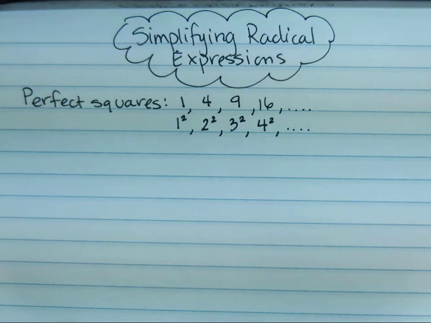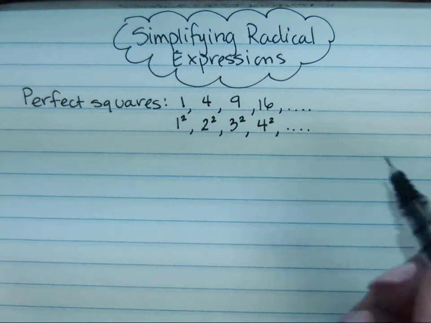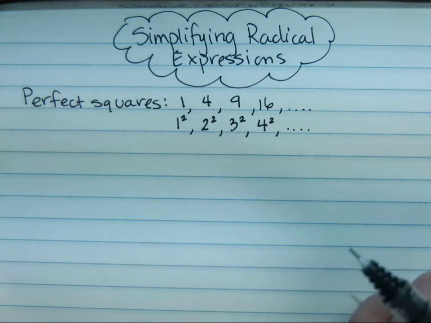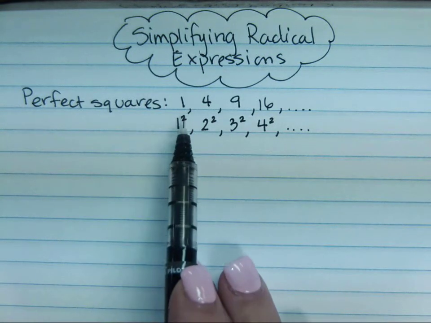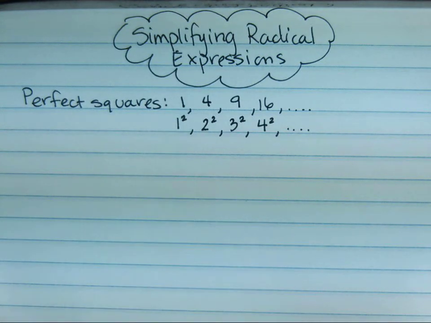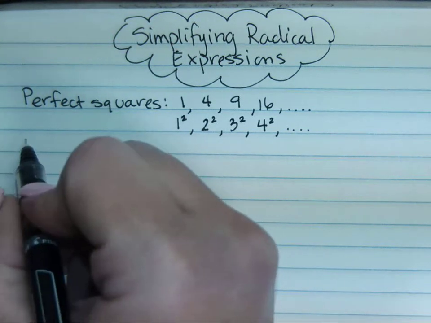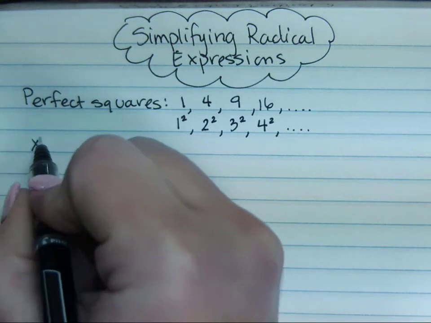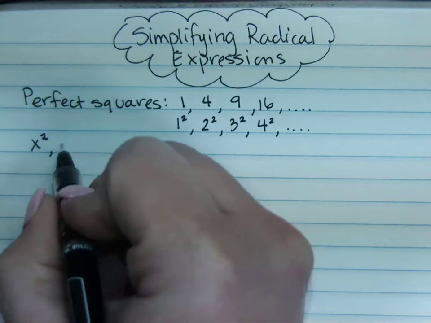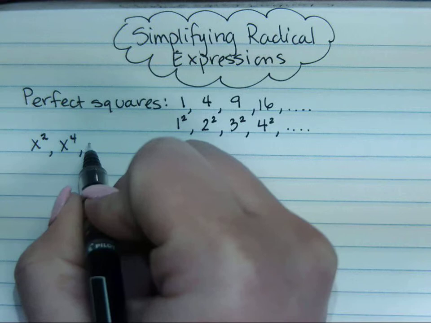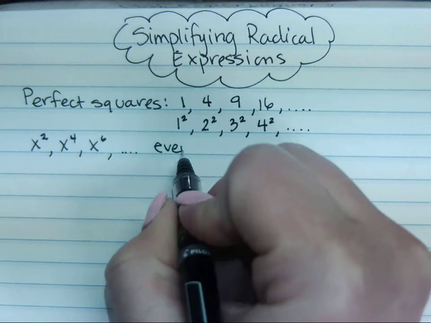But you're looking at a number times itself to be a perfect square. And it's not listed on here, but 0 is also a perfect square, because 0 times 0. So numbers you think of, you have to have an even exponent. And this can also happen when you have variables. For example, x squared is also a perfect square. X to the 4th, x to the 6th, anything that has an even exponent.